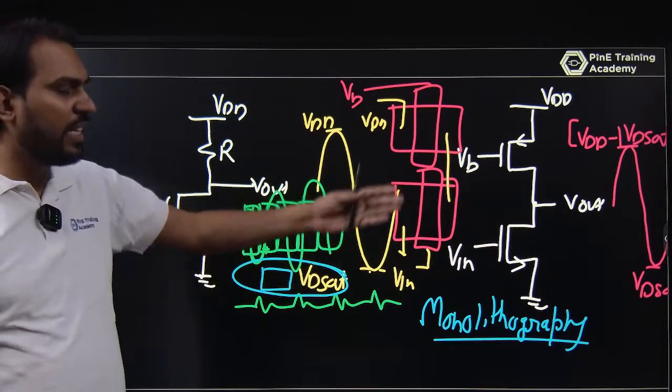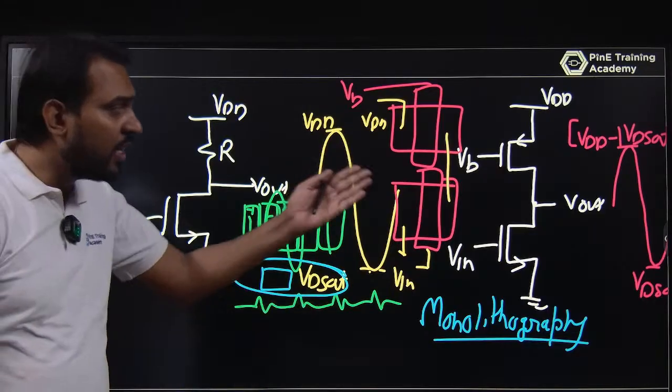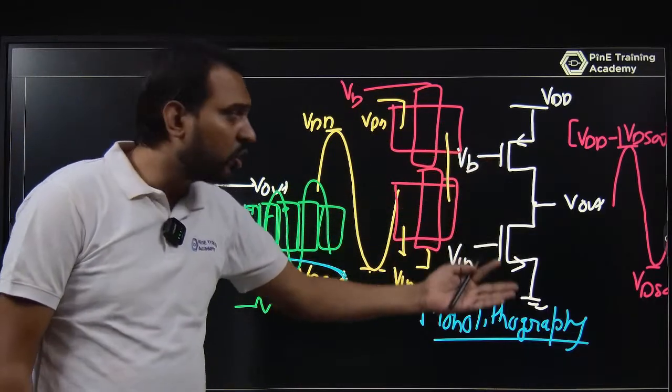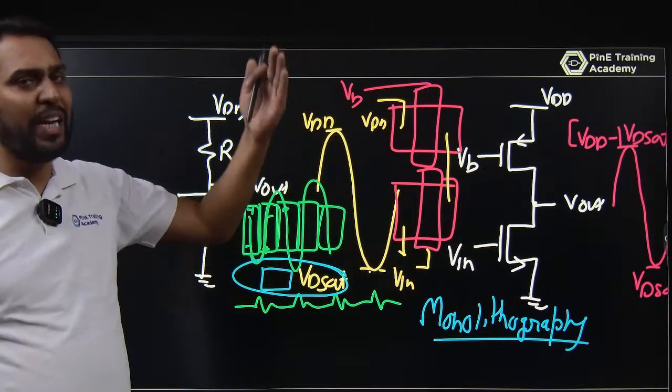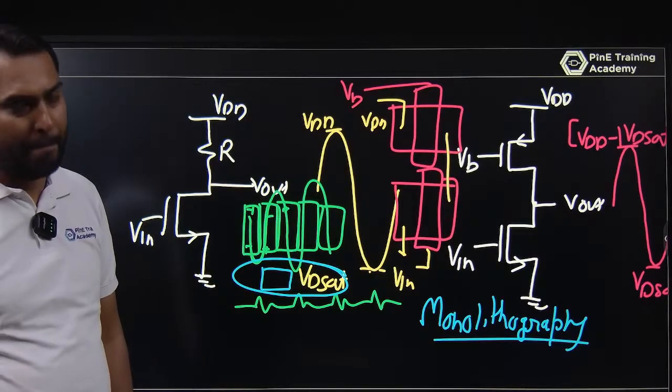And let's check what is the resistor, what is the gain here. We will discuss what will be the gain. The swing is not that much. The swing is not VDD, it is VDD minus VD sat. But the gain, let's check about the gain here.